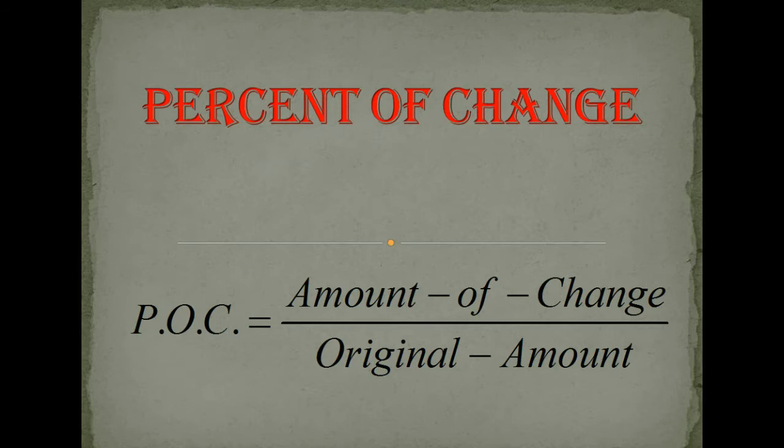All right, the formula or equation that we're going to use for percent of change, and I'm going to abbreviate percent of change with POC, is the amount of change in the numerator over the original amount. So whatever the two amounts are, you're going to subtract them to get the numerator, the amount of change. And then the denominator is always going to be the original amount, what it started with.